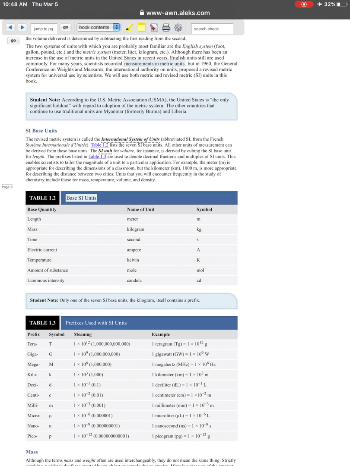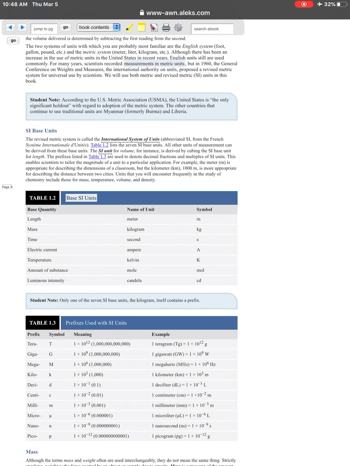Electric current is the ampere, and that's uppercase A. That's the abbreviation. Temperature is the Kelvin, although we'll see in this section that there are other units of temperature that we use. And the abbreviation for that is an uppercase K. Amount of substance is the mole. We'll use that quite a bit in Chapter 3.